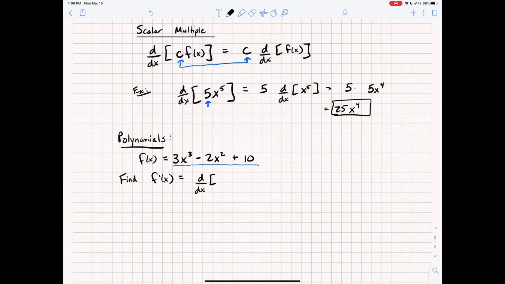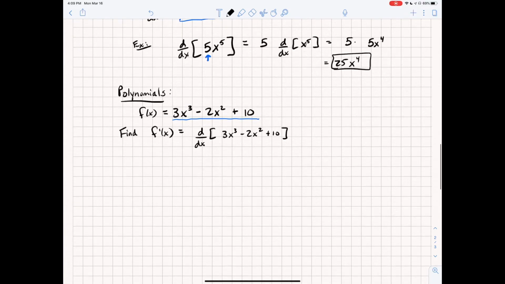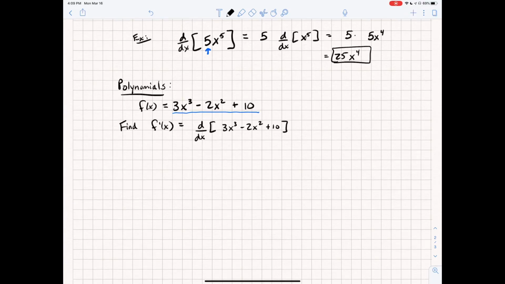So I want to take the derivative of 3x to the 3rd minus 2x squared plus 10. And what I'm going to walk you through again is the long approach of this. And again, you can skip a lot of this, and y'all are already at this point. Y'all have picked up on this pretty quick.